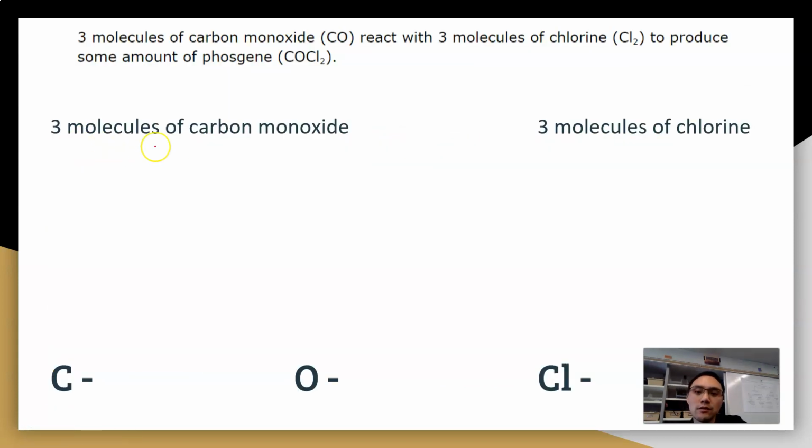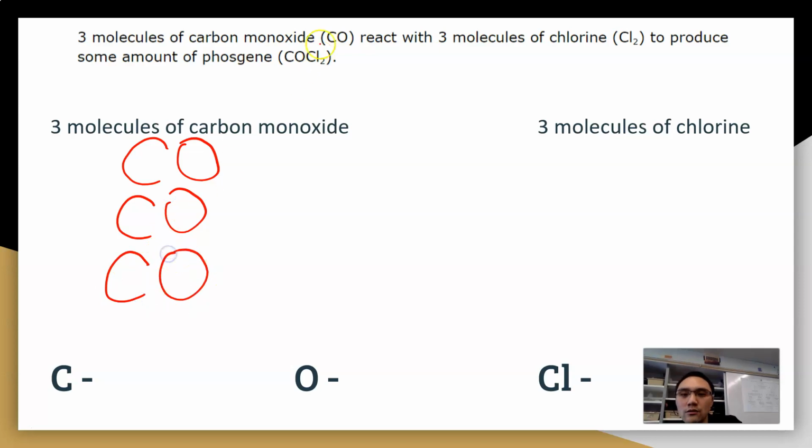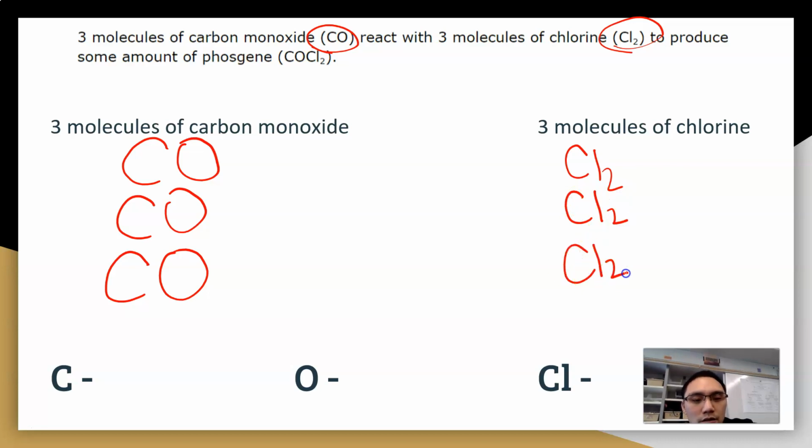If you say there's 3 molecules of carbon monoxide, that means you're going to write carbon monoxide 3 times. So CO, CO, CO. Okay. Then over here it says there's 3 molecules of chlorine. So that means you're going to have to write chlorine 3 times. So Cl2, Cl2, and then Cl2.